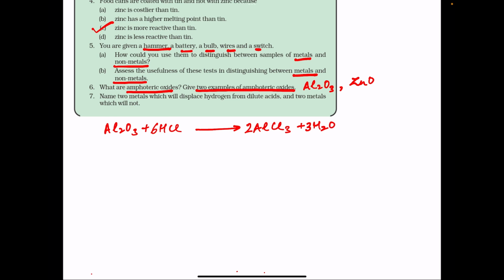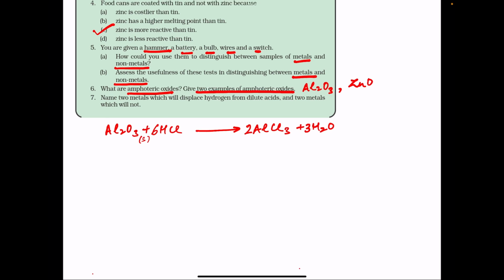What is the physical state of these reactants and products? Aluminium oxide is solid. An aqueous solution of HCl is taken. An aqueous solution of AlCl3 is obtained, and water is in liquid state. Now the reaction of oxide of aluminium with base.